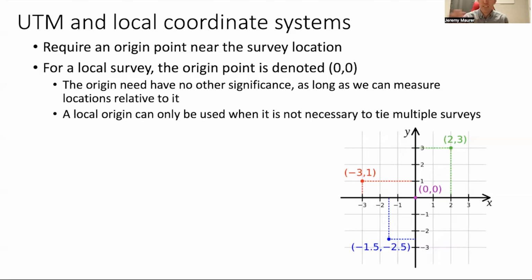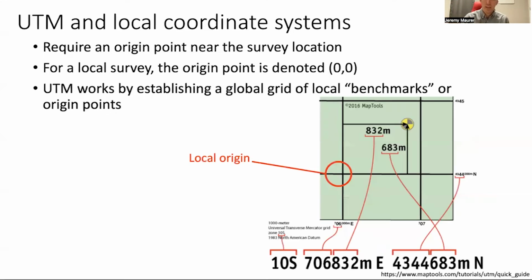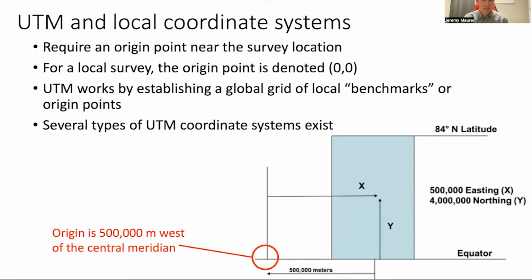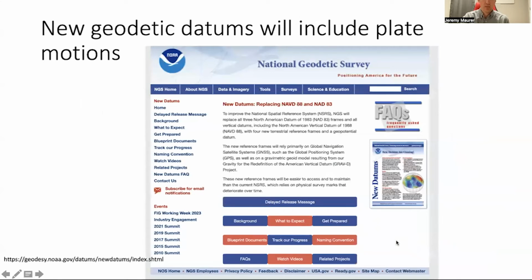UTM is a way of generalizing this to a point where you actually know what the origin is, and you can relate things to each other, even if you're working on a local scale. So UTM works by establishing a global grid of local benchmarks or origin points and referencing those locations. So you know where your origins are. No matter where you are in the world, there's some local origin, which is not too far away from you, and you can reference all your distances to that. This example on the right is one particular type of UTM system. There are a number of different types. Just make sure when you're using UTM that you know which UTM system you're using so that everything is self-consistent. And as I said, several types of these UTM systems exist. This is another one. Make sure you know which system you're using.